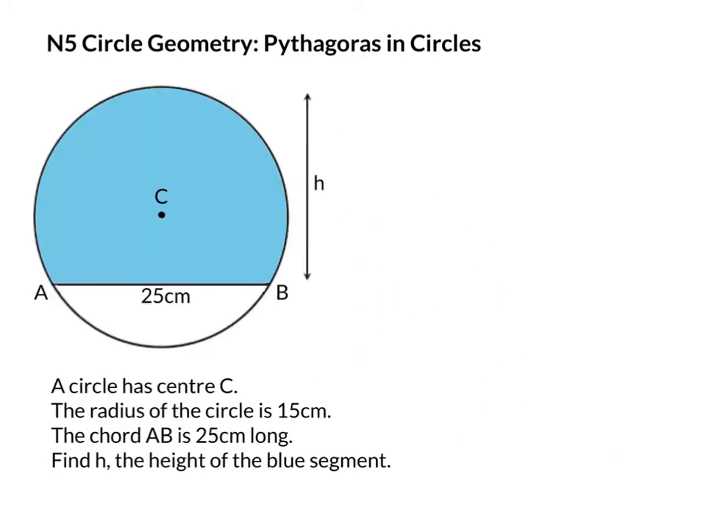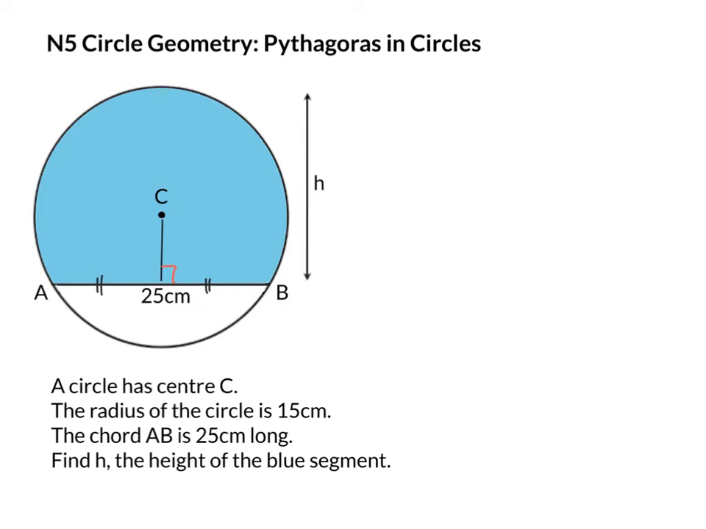So here's a fairly routine question. I've got a circle with centre C. The radius of the circle is 15 centimetres. The chord AB is 25 centimetres long. Find H, the height of the blue segment. So notice H is going straight up and down here. So it's encouraging us to drop a line like this and meet AB at the halfway point. So I'm going to take a line and drop it down, and I'm going to cut AB into two equal pieces and form a right angle.